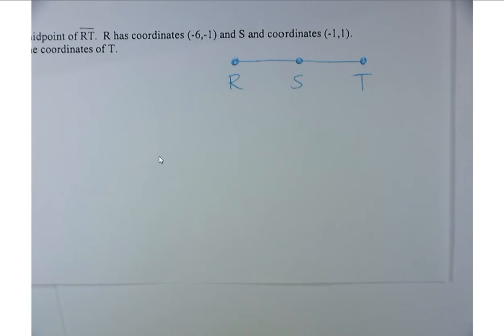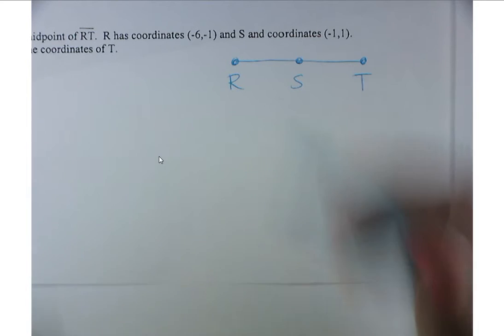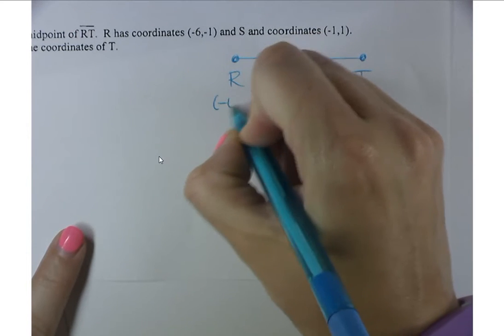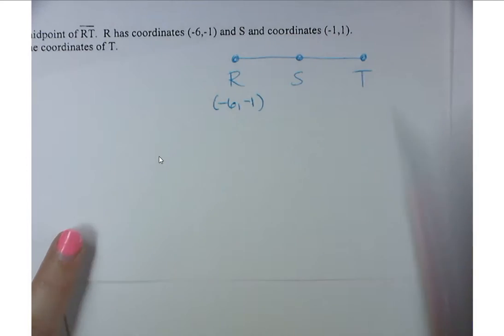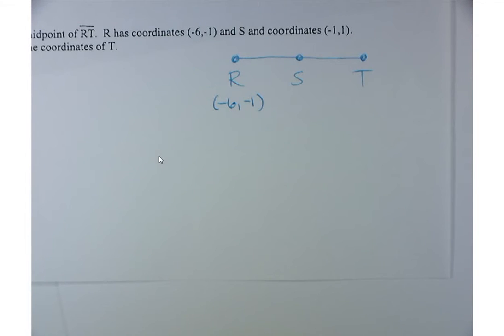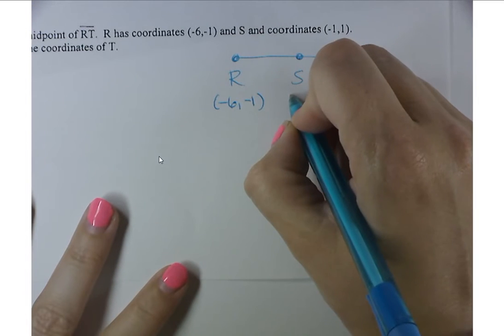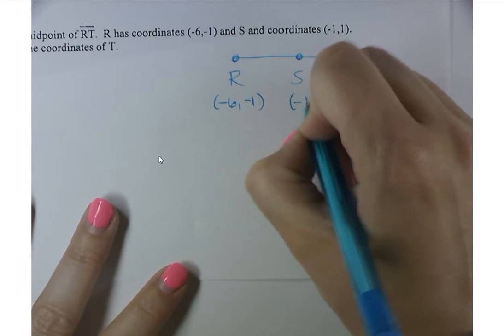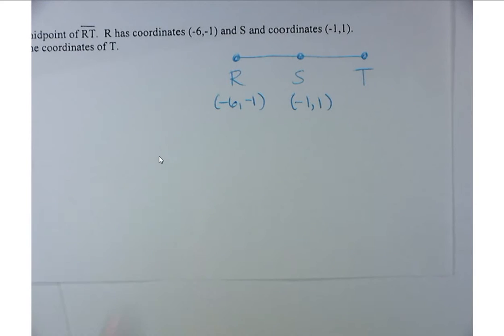Maddie Harris, do we know what R is? What is it? -6, -1. Okay, Riley, do we know what S is? Yes. What is it? -1. Okay, and then Kaylee, do we know what T is? No. Nope, so that's what we have to find, right? Do you guys have any ideas on what I could label that?